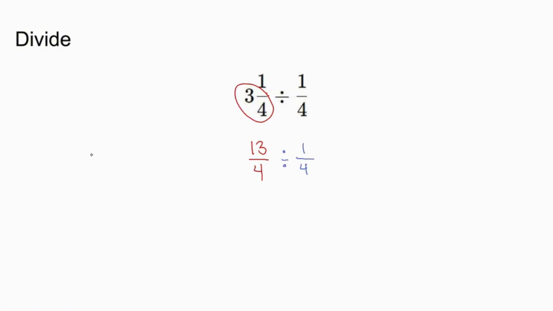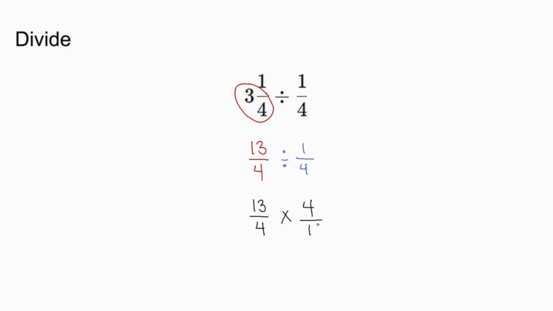Nothing changes there. Now, what does happen next is whenever you divide two fractions, you're going to use the rule keep, change, flip. What does that mean? That means keep the first fraction exactly the way it is, change the division symbol into a multiplication symbol, and flip 1/4 into 4/1.